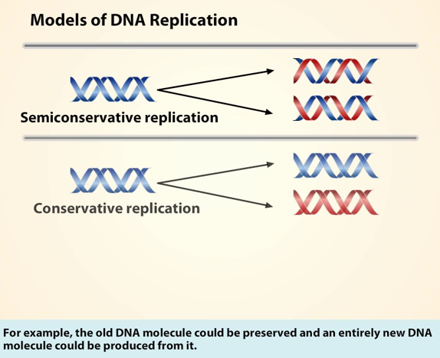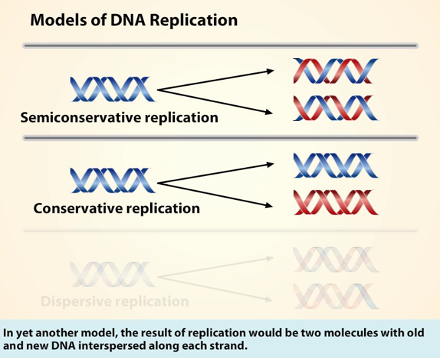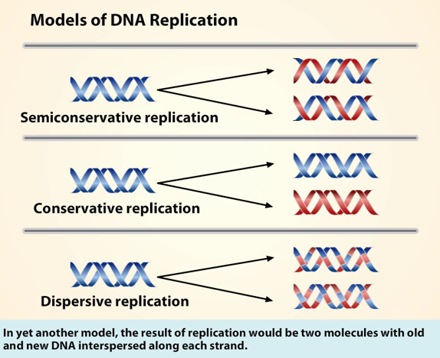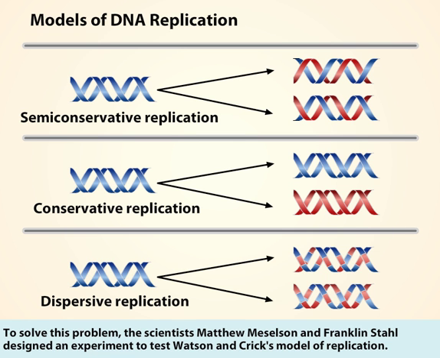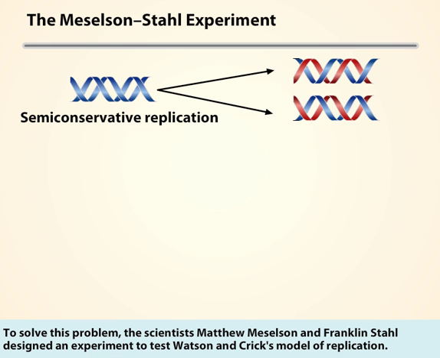For example, the old DNA molecule could be preserved and an entirely new DNA molecule could be produced from it. In yet another model, the result of replication would be two molecules with old and new DNA interspersed along each strand. Although Watson and Crick proposed the model of semi-conservative replication, at the time no evidence existed to prove that this model was correct. To solve this problem, the scientists Matthew Meselson and Franklin Stahl designed an experiment to test Watson and Crick's model of replication.